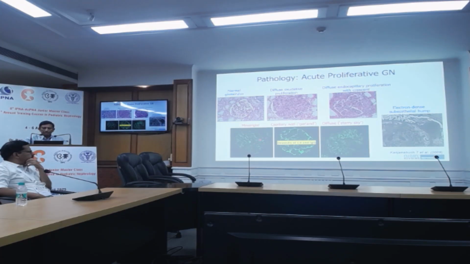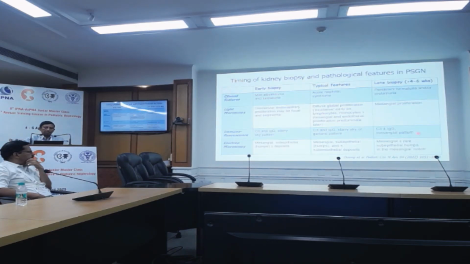On electron microscopy, the characteristic finding of an electron-dense subepithelial hump is seen. A neutrophil is also seen here, which indicates that there is stimulation by this deposit. Also, the timing of the kidney biopsy results in different pathological features that are noted. So while typically the presentation clinically is of an acute nephritic syndrome with a diffuse global exudative proliferation, in the early biopsies, one might see that this proliferation is more focal and segmental rather than diffuse.